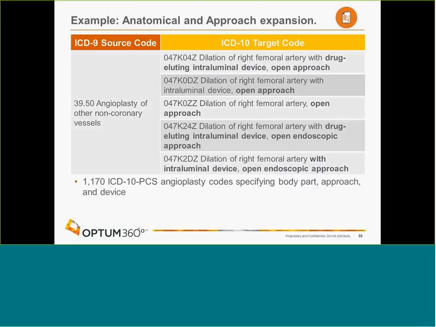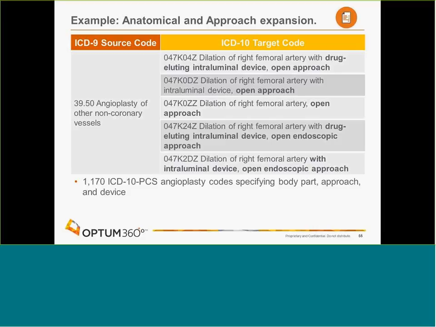Case scenario here for this example, I've got code 39.50, angioplasty of other non-coronary vessel. That was one code in ICD-9, more than 170 codes in ICD-10, roughly speaking. And the difference is the exact anatomical location, whether it's a drug-eluting device, and what the exact approach was: open, endoscopic, whether it was angioscopic. So all of those things somehow got us from one code to almost 1,200 codes.